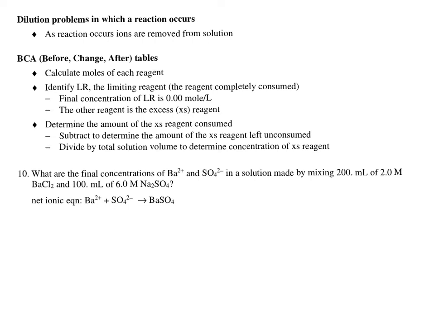Okay, this is a dilution problem in which a reaction occurs. And you can recognize these problems because a net ionic equation is given to you. Now, what happens physically is that as this reaction proceeds, ions are removed from solution. And we're going to solve them using BCA, or before, change, after tables. And these are the steps we're going to be working through.